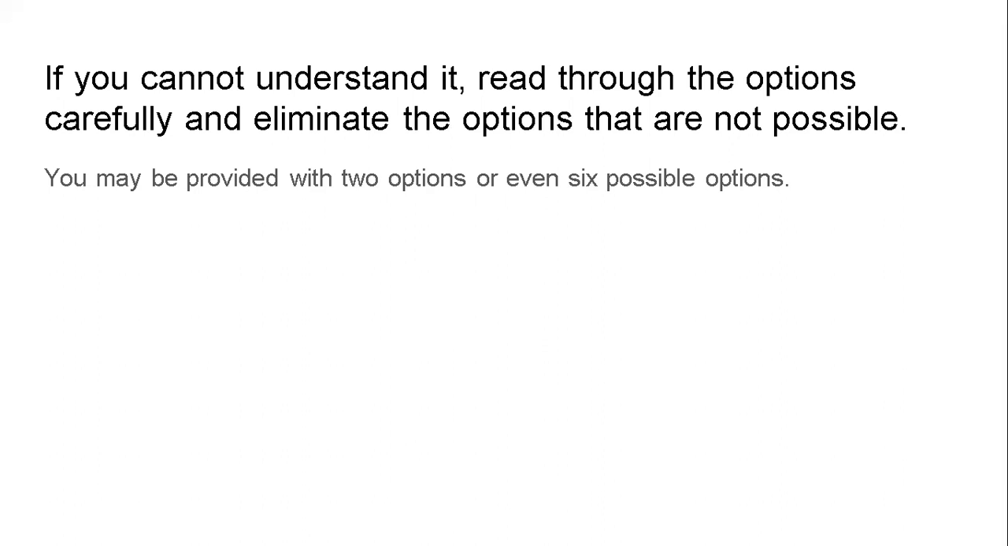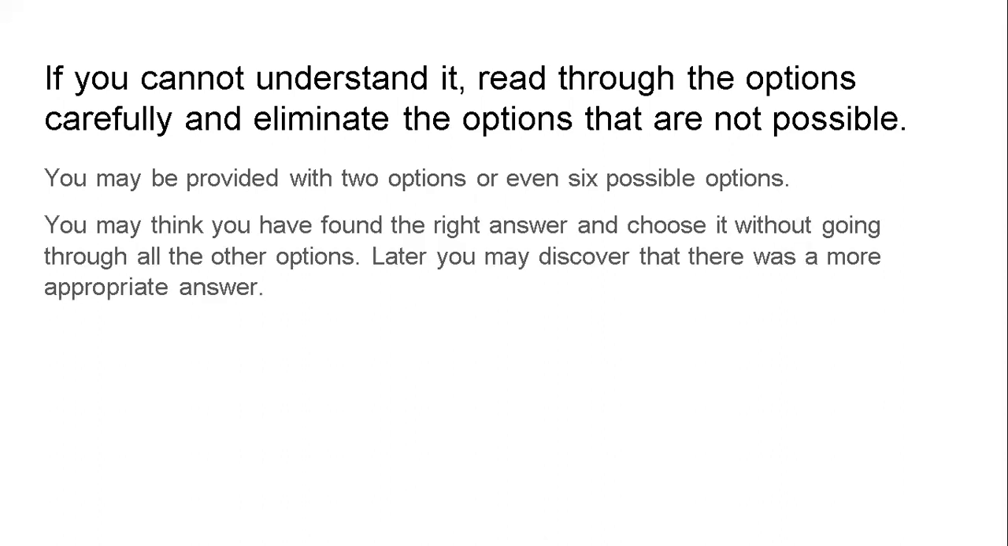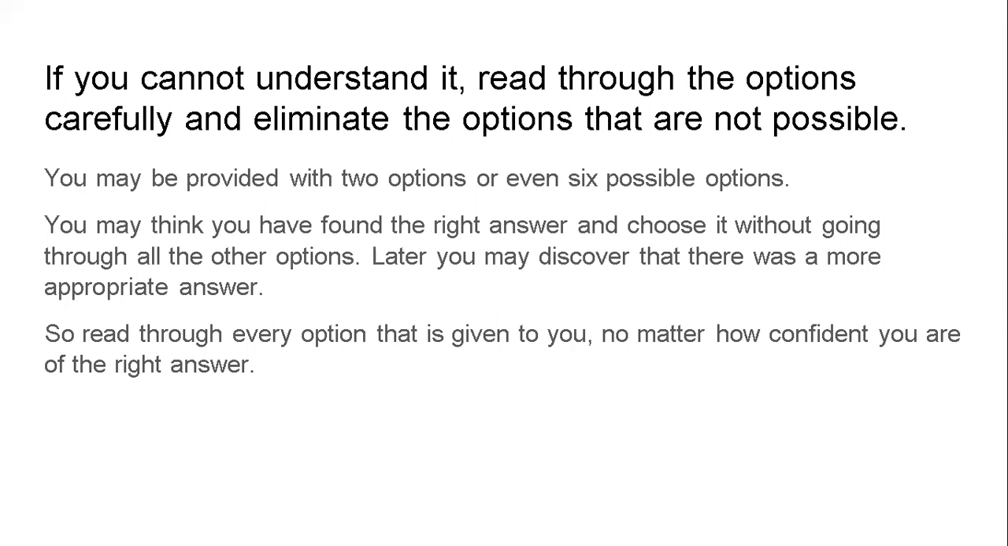You may be provided with two options or even six possible options. Some teachers may give just two options for you to choose from, that's easier. Or you may have three, or four, or five, or even six possible options. You may think you have found the right answer and choose it without going through all the other options. Later, you may discover that there was a more appropriate answer. So be very careful, read through every single option. Even if there are six options, you have to read through all six of them very carefully. So read through every option that is given to you, no matter how confident you are of the right answer. All right?